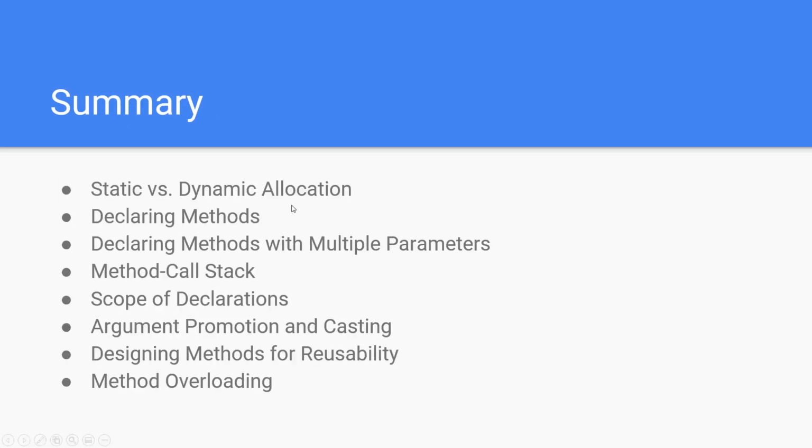So in summary, we talked about static versus dynamic allocation, declaring methods, and declaring methods with multiple parameters. We talked about the method call stack and scope of declarations, argument promotion and casting, reusability, and method overloading.